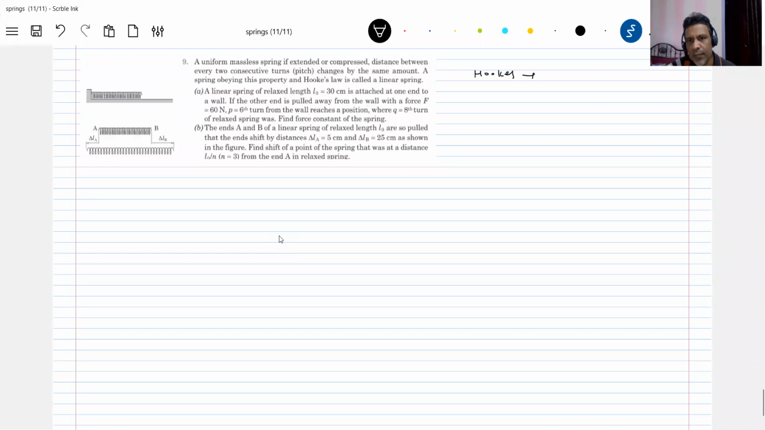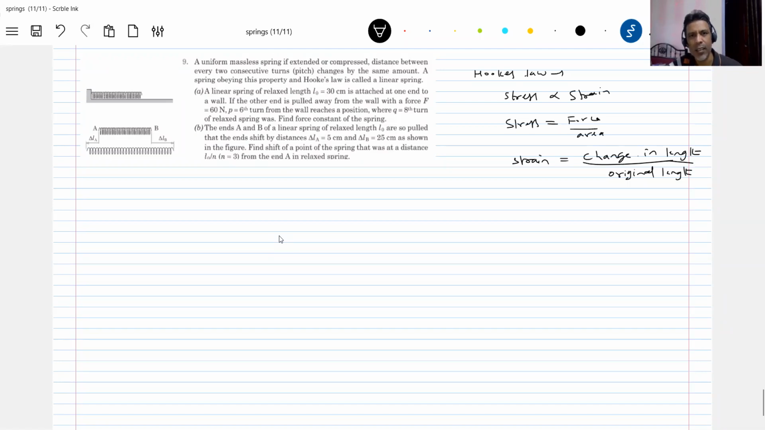Stress is directly proportional to strain. What do you mean by stress? Stress means force by area. What do you mean by strain? Change in length by original length. Like this, if you look at the spring, that is what Hooke's law says.